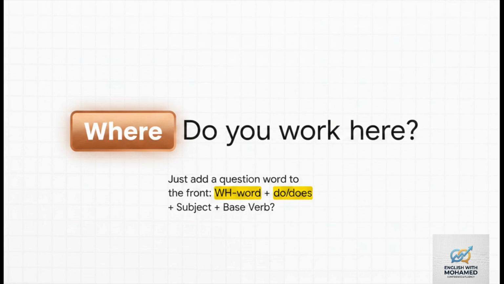But what if you need more than just a yes or no answer? Even easier. You just add a question word, like what, where, or when, right at the front of the sentence, before do or does. So do you work here can become where do you work? The main structure doesn't change at all.